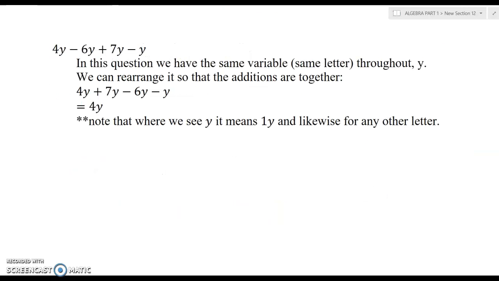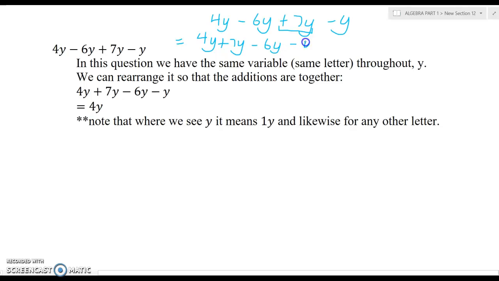So let's look at this next example here. In this question, we have the same variable, the same letter throughout, which is y. There are different ways we could do it. In the way I have typed out here, you could rearrange it and put all the additions together. This is my question here: 4y minus 6y plus 7y minus y. Meaning you can bring your positives together. I have 4y here, carry the 7y next to the positive 4y, then write back in negative 6y, and then you take away the y.